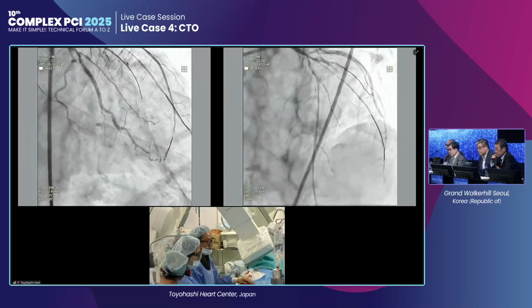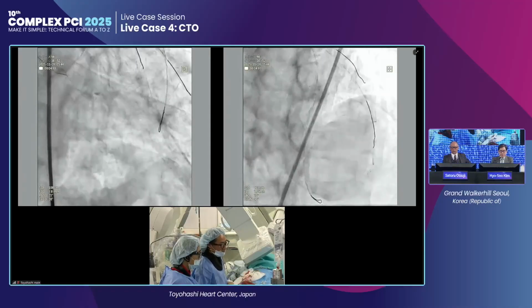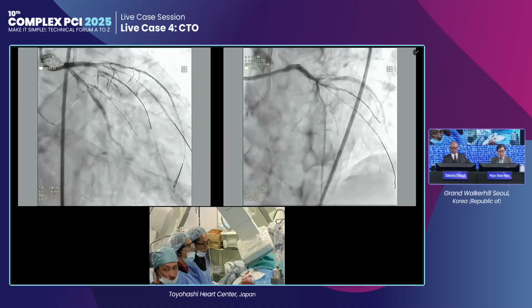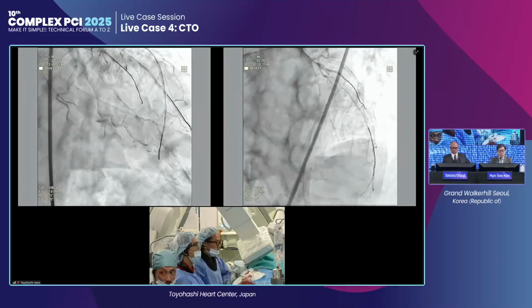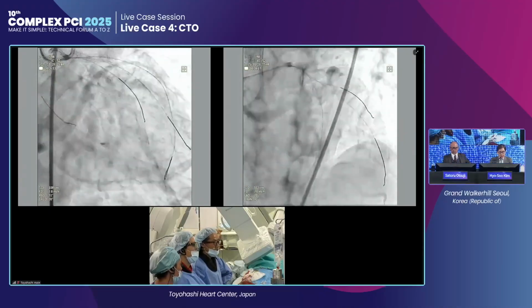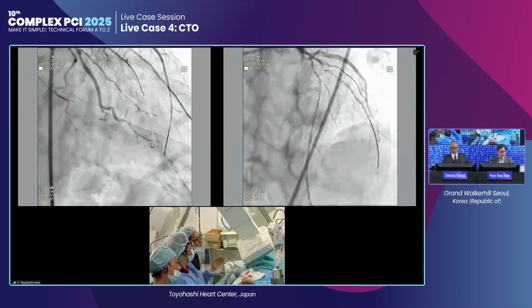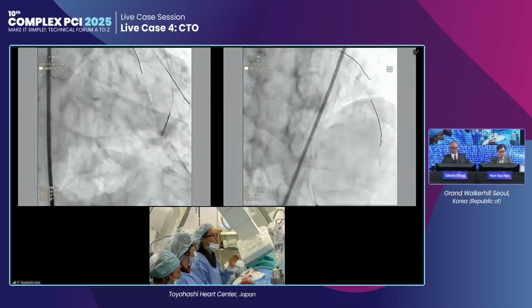Yes, the essential point is that you manipulated the antegrade wire with Gaia 4, but it went the wrong way. Thus, you changed to Miracle 3. But Gaia Next 4 can pass the CTO site.